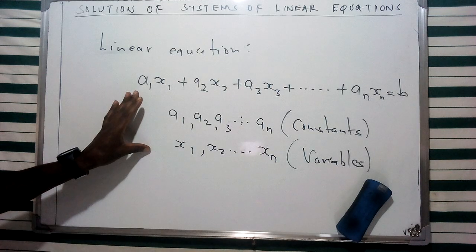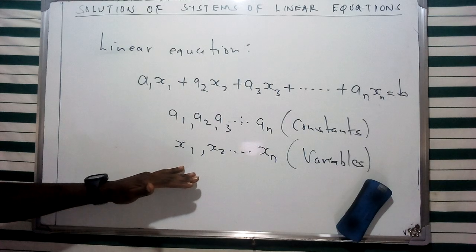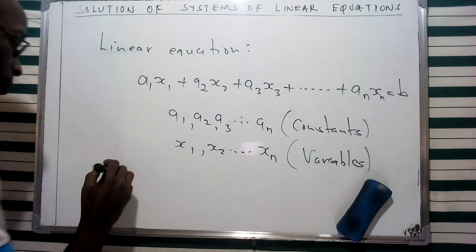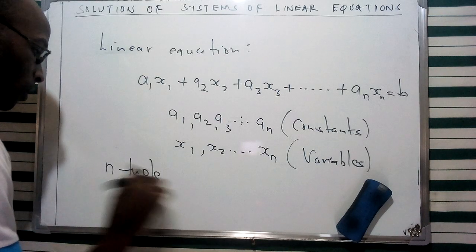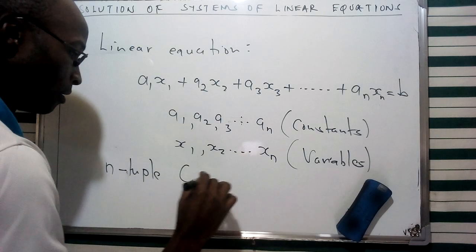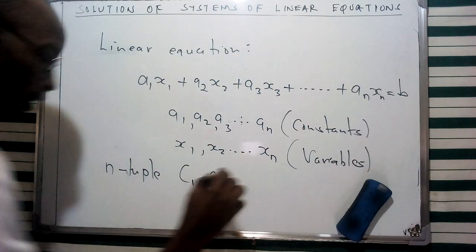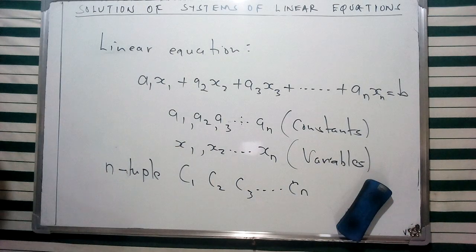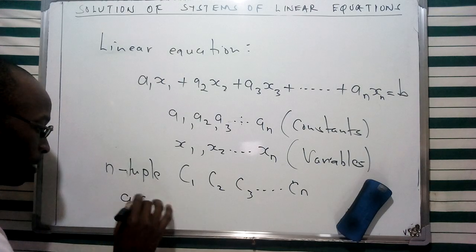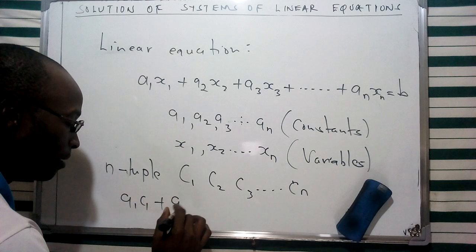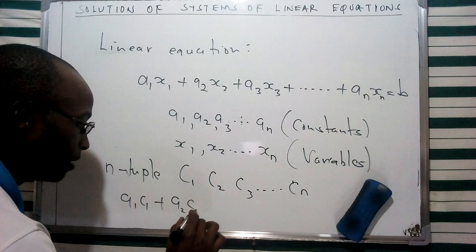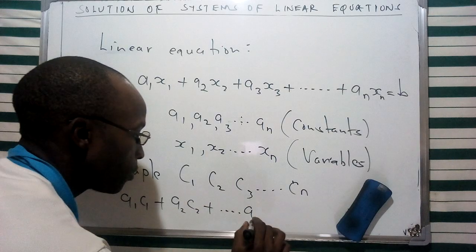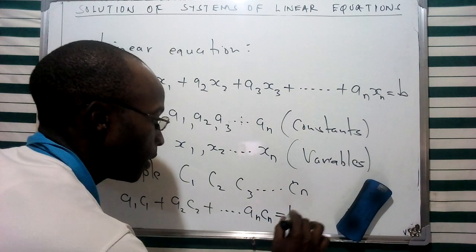Now we're going to learn that particularly the solutions to an equation are going to be a set of ordered n-tuples, given as c1, c2, c3, going to cn, and therefore we can represent this specific combination as a1c1 plus a2c2, where a represents a constant, and this is going to go on up to ancn equivalent to b.